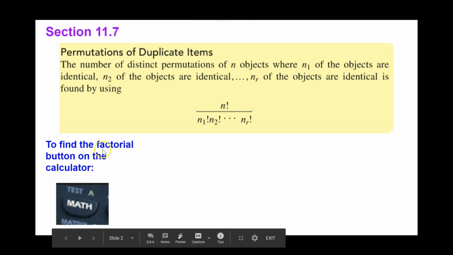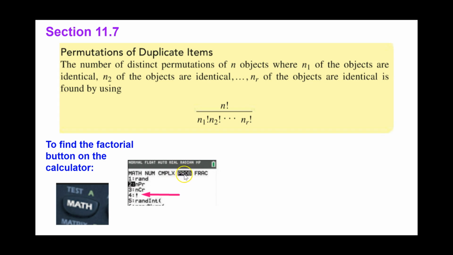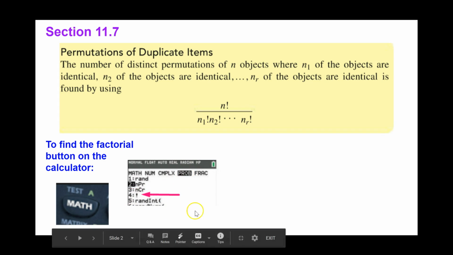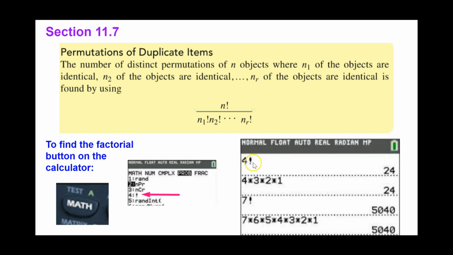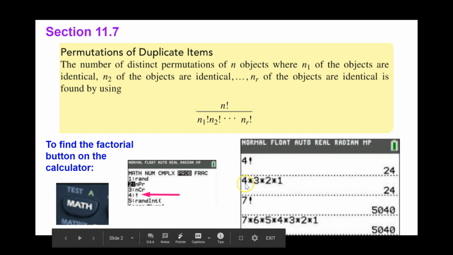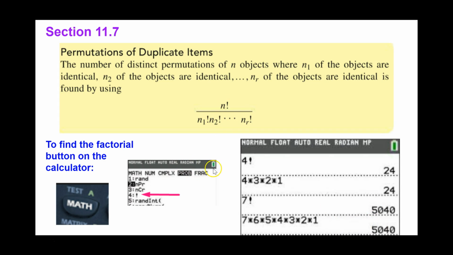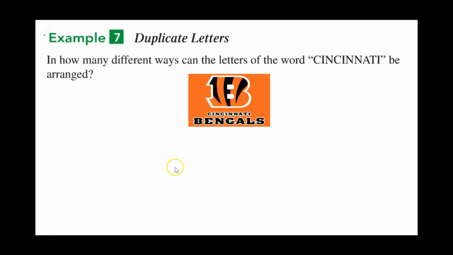To find the factorial button on the calculator, you're going to hit math, scroll over to where it says probability at the top, and then go down to number 4. So for practice, if you do 4 factorial, that equals 24. Same thing as saying 4 times 3 times 2 times 1, which still equals 24. Same thing with 7, just going backwards. Here's what it's equal to. So this is what factorial means when we look at these problems.